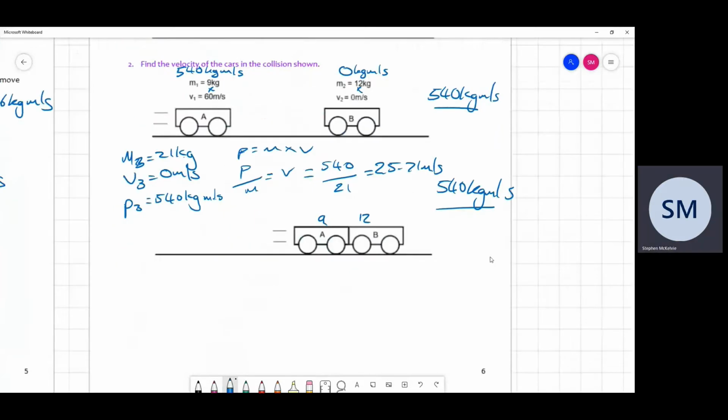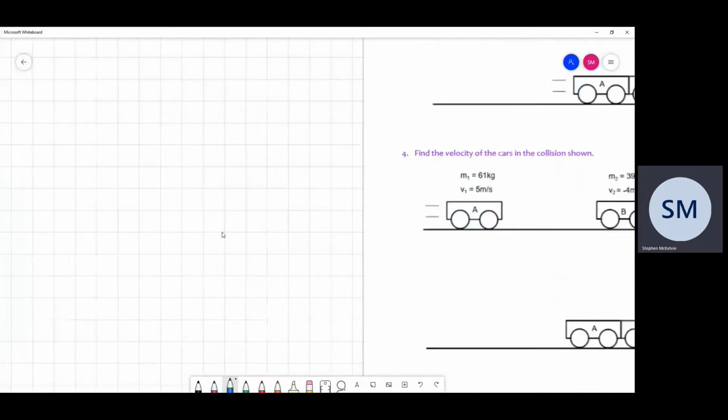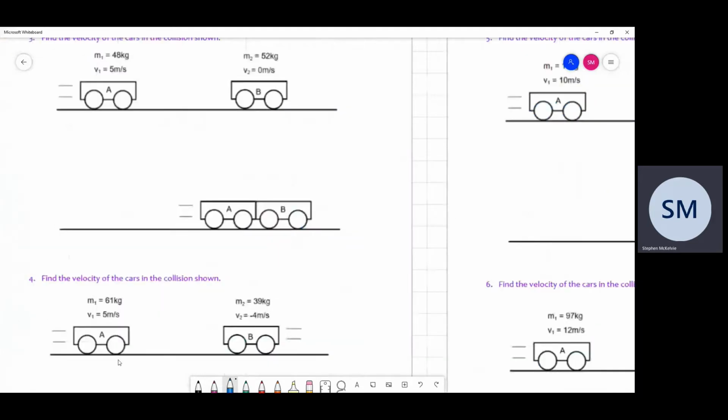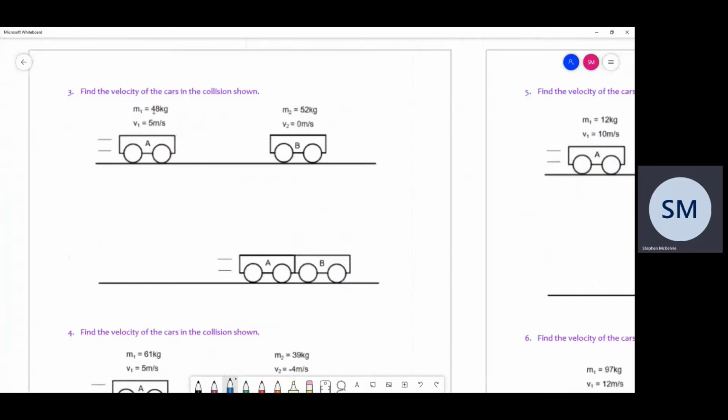Oh, flying about the place now. So we find the momentum, which is mass times velocity. The momentum of this car is 240 kilogram meters per second. The momentum here will be 0 kilogram meters per second, meaning the total momentum before is 240 kilogram meters per second. Total momentum afterwards will also be 240 kilogram meters per second. The mass is constant, a mass of 48 and a mass of 52, meaning that my new mass is 100 kilograms.